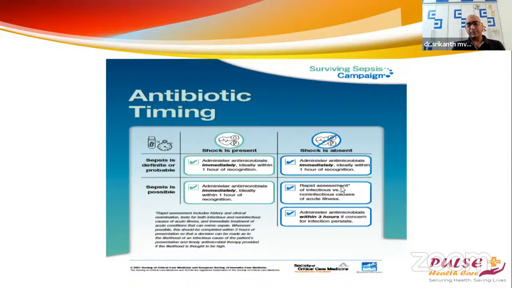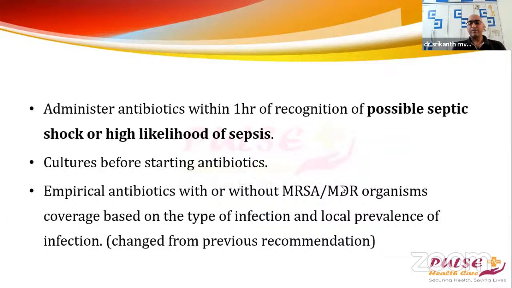In patients with absence of shock and low likelihood of sepsis, we need to defer antibiotics and closely monitor the patient for any further deterioration. So this is what needs to be done with antibiotics. These are the revised guidelines in 2021 compared to 2016. Now, what kind of antibiotics should these patients be started on?